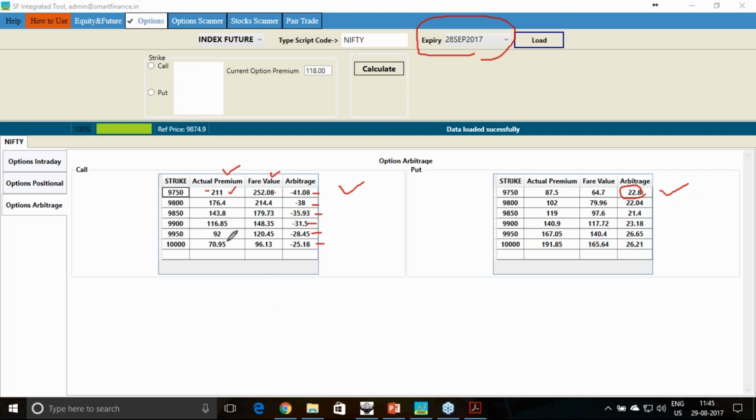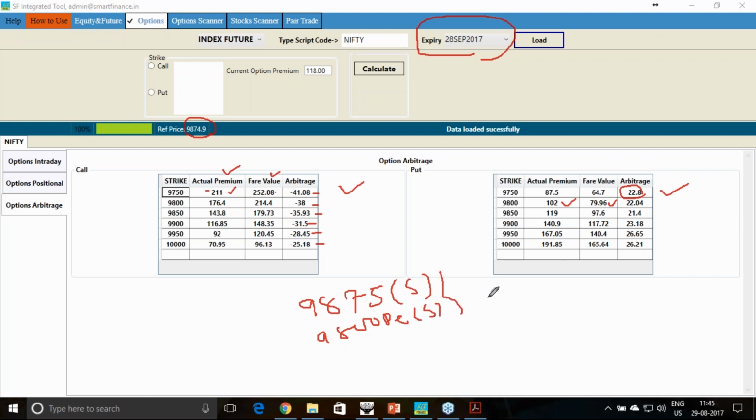So suppose we have taken that 9875 level, the future is trading at 9875. If I am just selling a future along with that 9800 put option, which has 22 rupees of arbitrage opportunity, the fair value is 79, actual is 102, so 22 rupees extra premium is there. So I am selling one 9800 put option. This process I have done forms a covered put strategy.